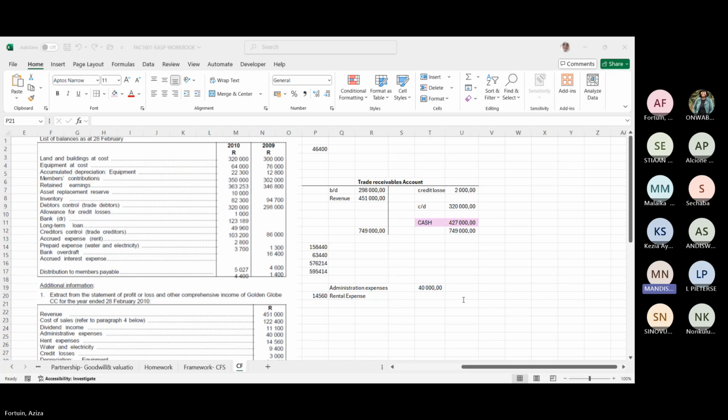The correct number is 14,560 plus the accrued expense on rent, which is 2,800, and then that gives us 14,560 plus 2,800, 17,360. Is that your answer? Yes, on rent, miss. Okay. Kezia Peterson, do you have a different number for that?